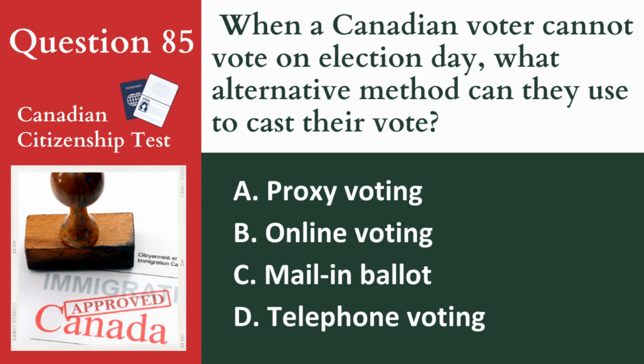Question 85. When a Canadian voter cannot vote on election day, what alternative method can they use to cast their vote? A. Proxy voting. B. Online voting. C. Mail-in ballot. D. Telephone voting. Answer C. Mail-in ballot. Canadian voters who cannot vote on election day or at advance polls can vote by mail-in ballot.